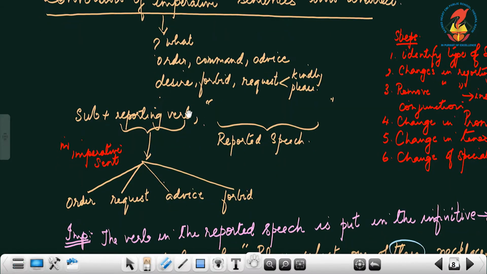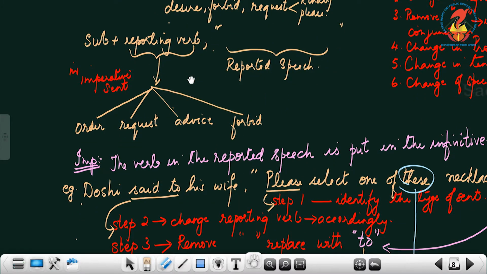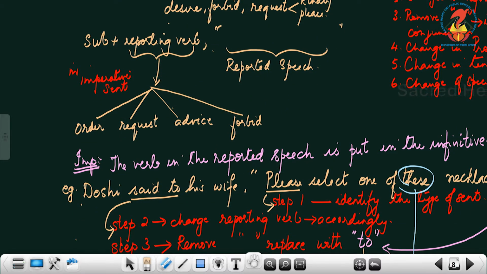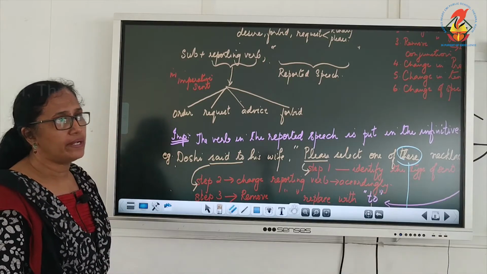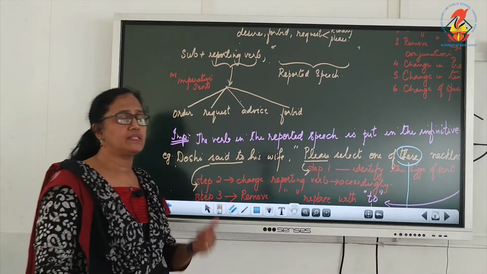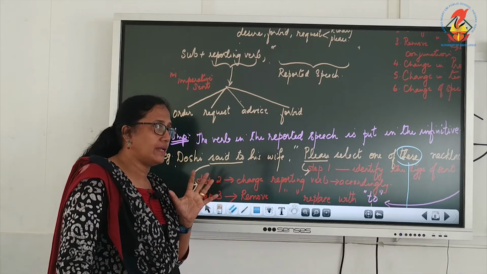Now, for our reporting verb, if the sentence is imperative, we are going to use the corresponding reporting verb which suits the imperative type of sentence. The words we can use are order, request, advice, forbidding somebody.